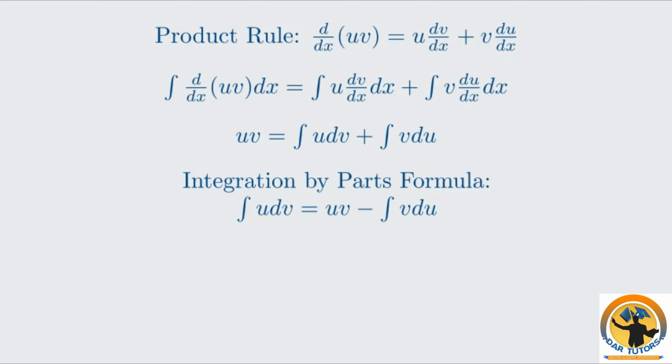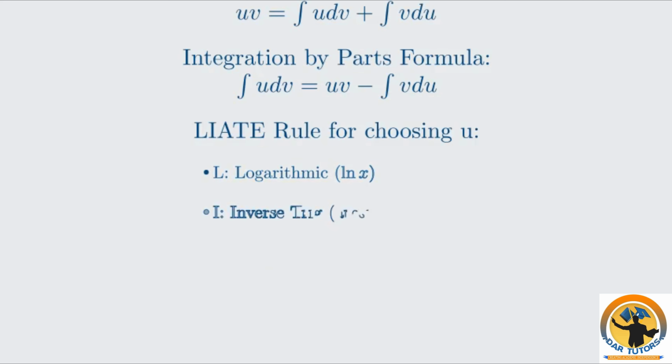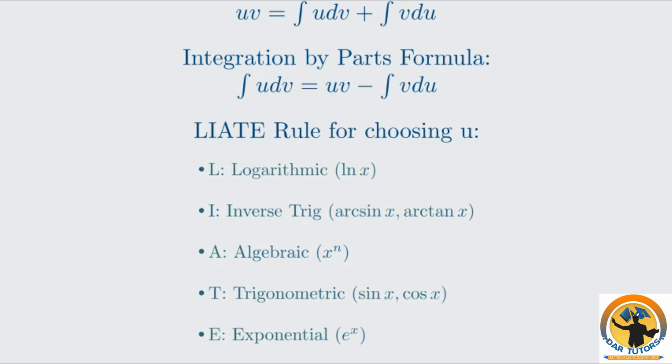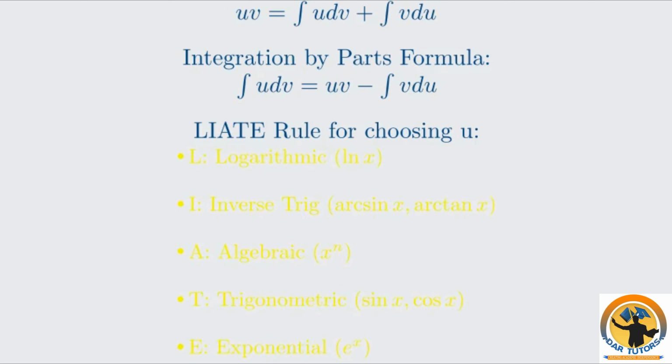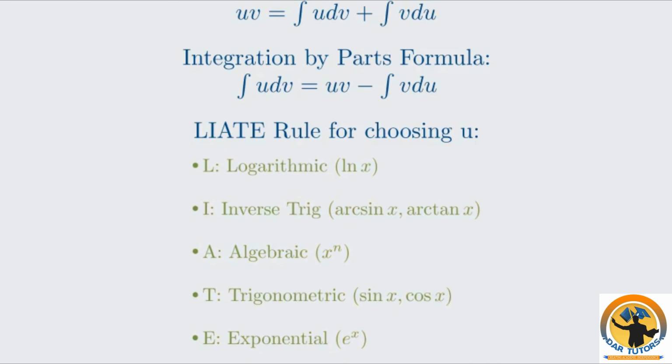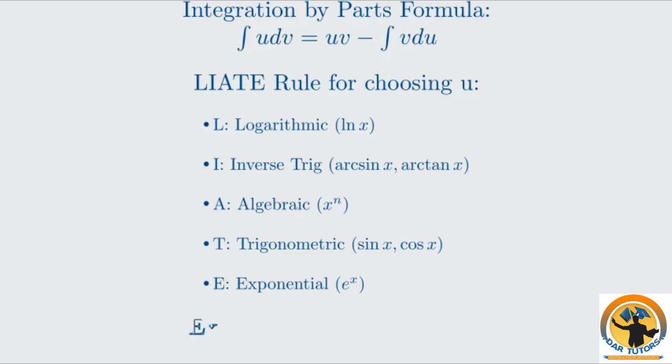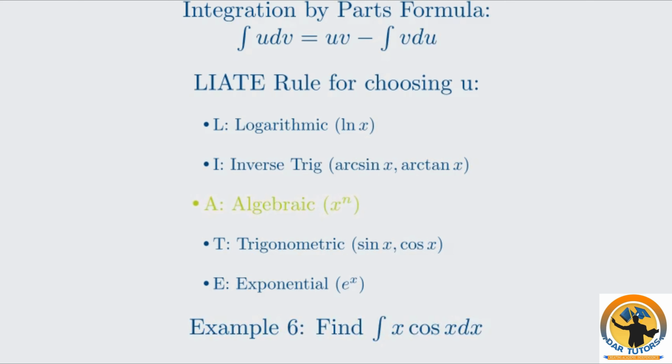A common mnemonic to help with this is LIATE. LIATE stands for logarithmic, inverse trigonometric, algebraic, trigonometric, and exponential. When choosing u, you should pick the function that appears first in this list. The remaining part of the integrand becomes dv. Let's see this in action with an example. Find the integral of x times cosine x. Using LIATE, we have an algebraic term, x, and a trigonometric term, cosine x.